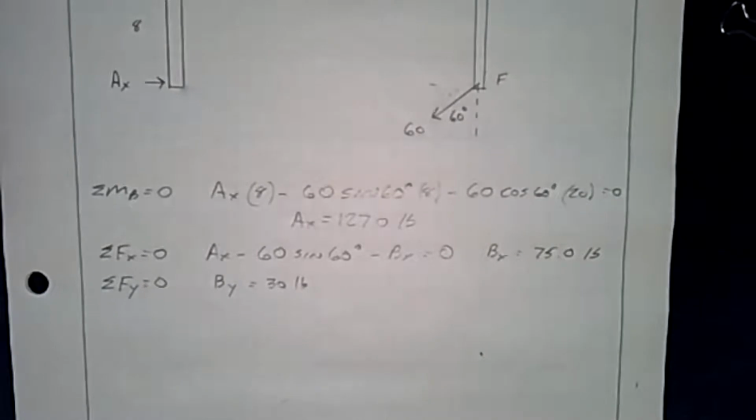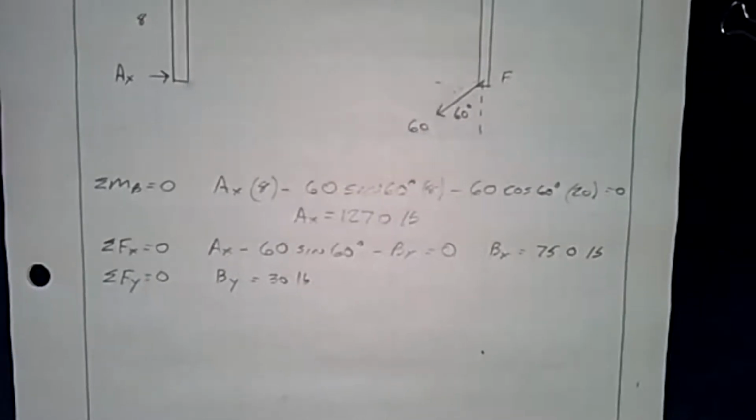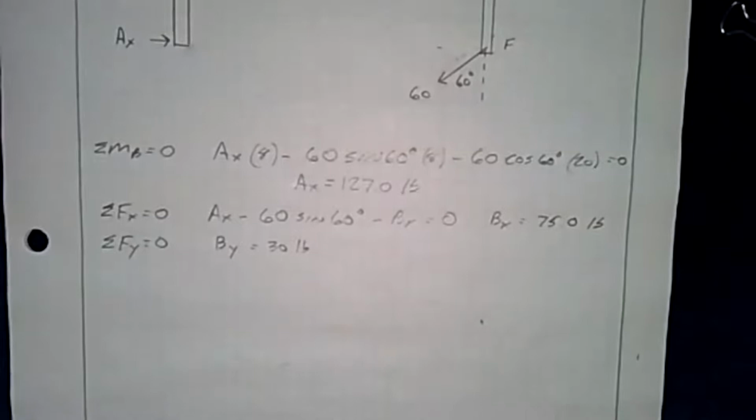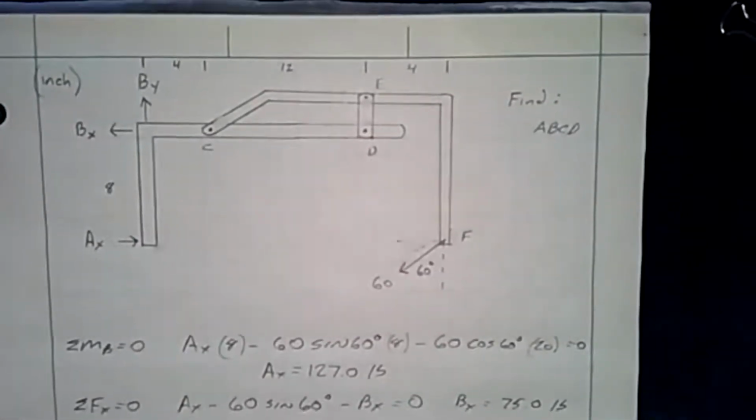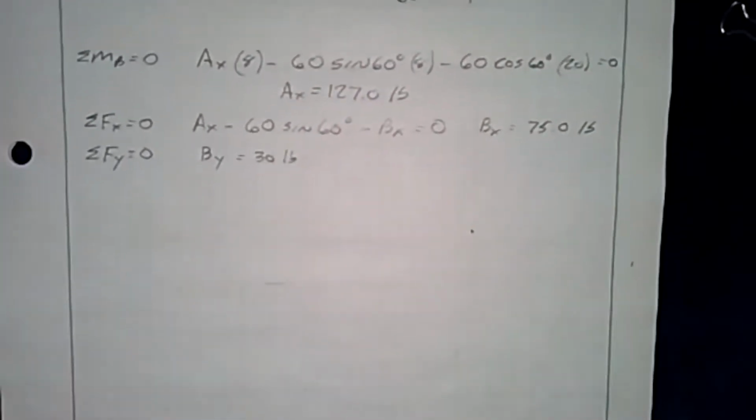So the next thing we're going to do is we have the external reactions. We're going to go ahead and draw the A, B, C, D. So take a moment to draw that and its reactions. And I'll go ahead and do that, and then we'll solve for those.